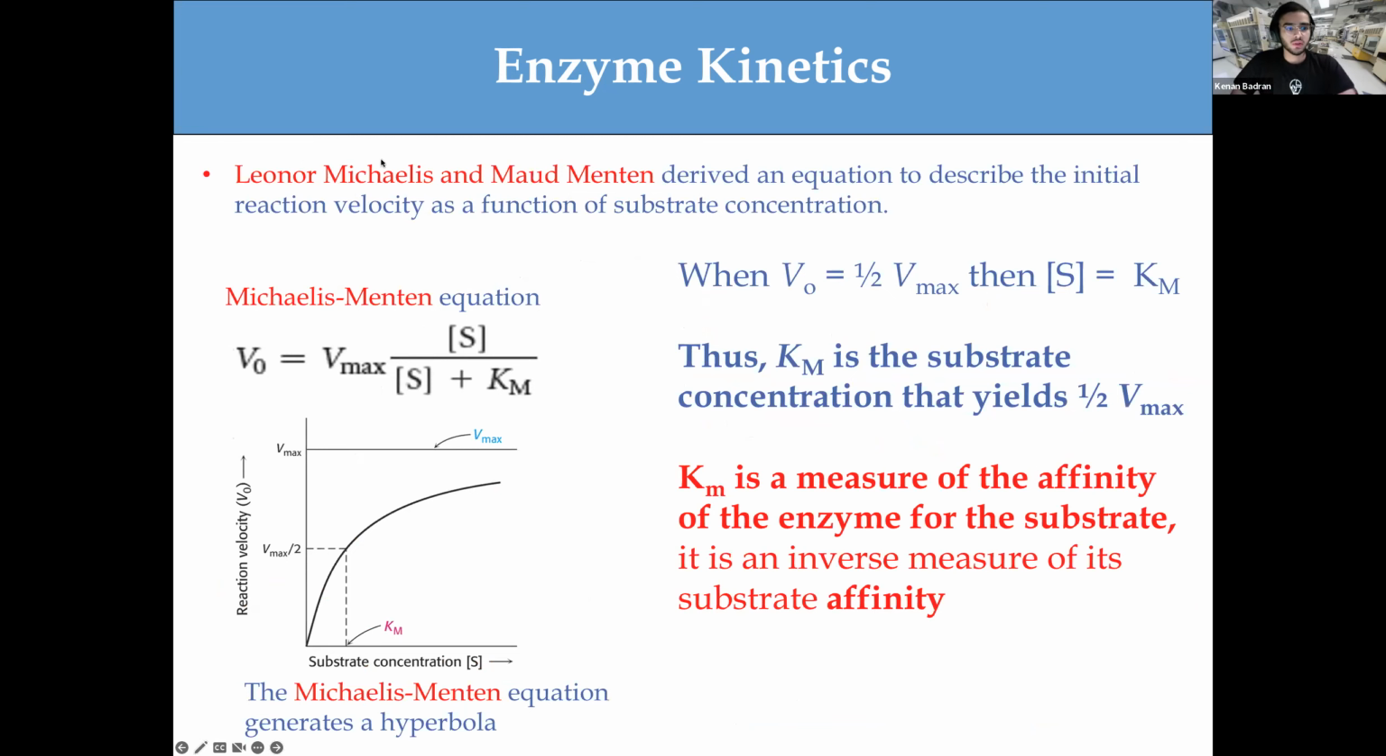Now, Michaelis and Menten derived an equation to describe the initial reaction velocity as a function of substrate concentration. Basically, they are able to derive this graph, make a formula using the values mentioned, the Vmax and the Km and the substrate concentration. As I said earlier, Km is the measure of the affinity of the substrate. It's an inverse measurement of its substrate affinity. In other words, more Km, lower affinity.